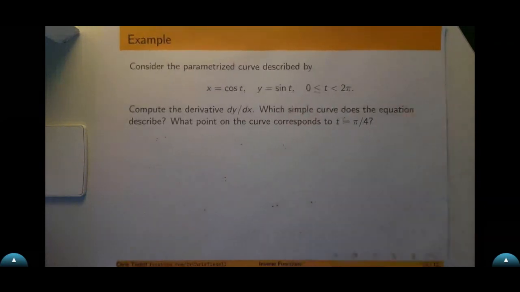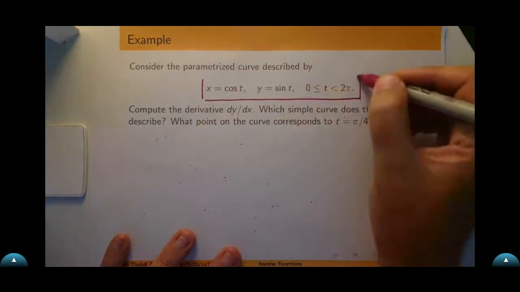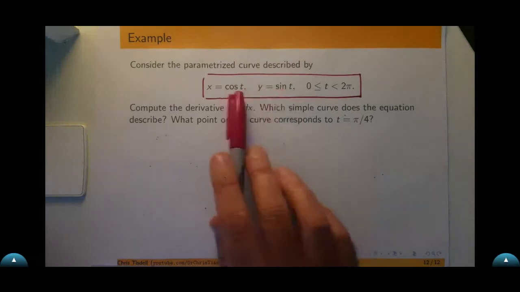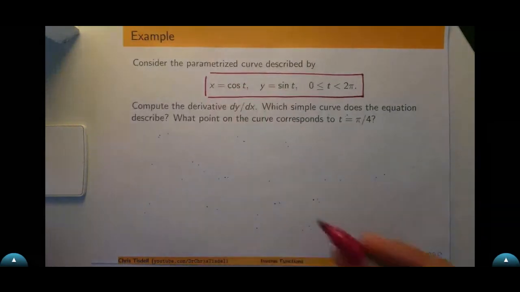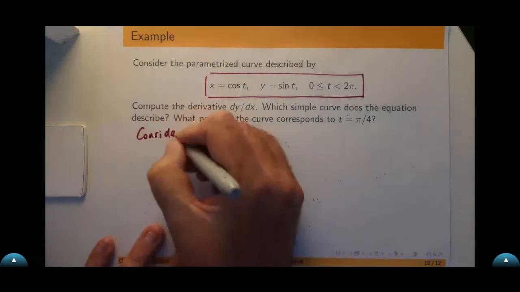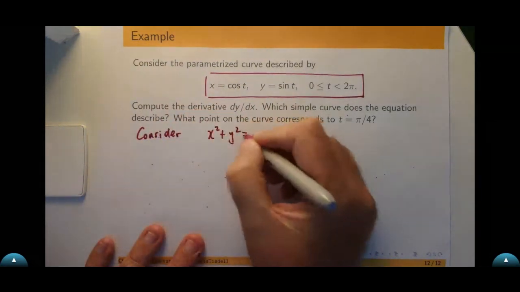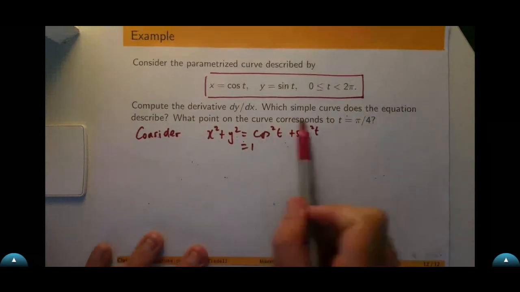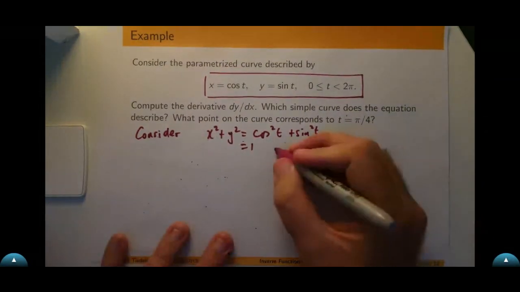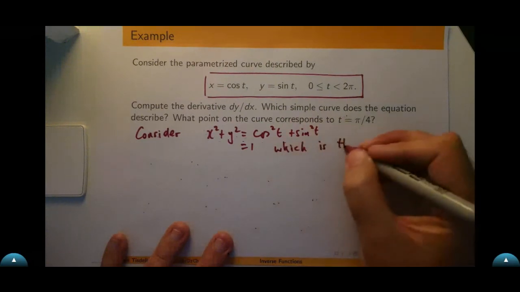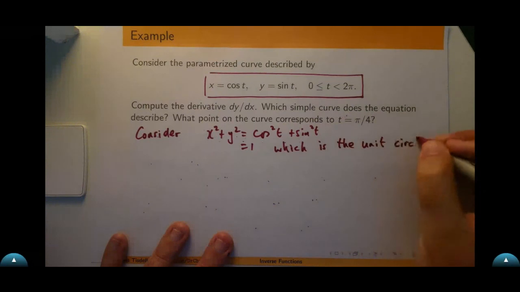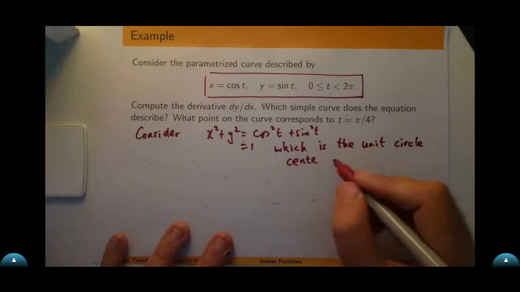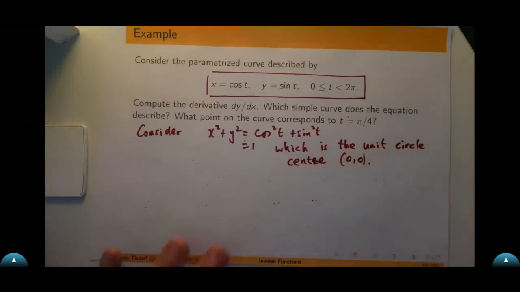this one here? So I just showed you this in GeoGebra. So that's actually going to be a circle, right? Because you can actually eliminate the t's. So you're going to get x squared plus y squared equals 1, which is the unit circle. So when I say unit circle, it means it's got a radius of 1. And you've got a center at the origin.